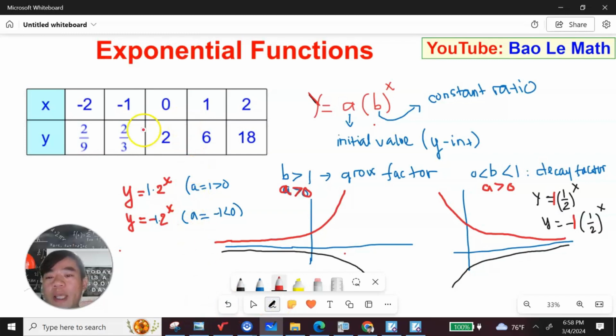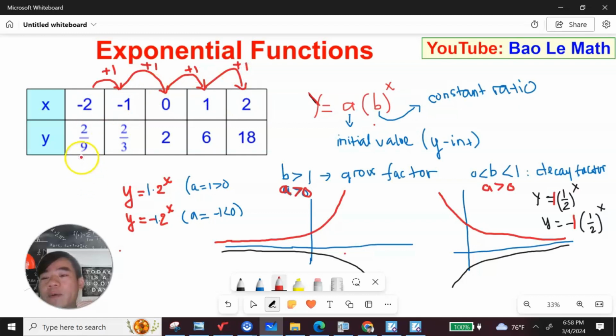How do we know if this table represents an exponential function? We need to find the change in x and the change in y. In order to get negative 1 from negative 2, I add 1. In order to get 0 from negative 1, I add 1. And I keep adding 1 to get the next number. That's good for the x values.